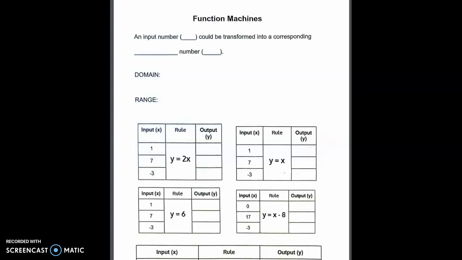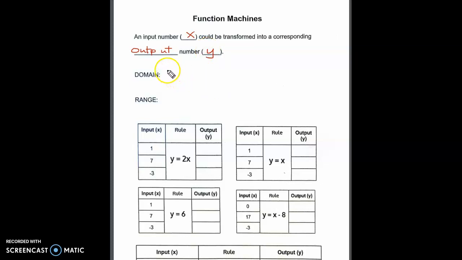So we're learning about function machines today, and we watched a video called Meat-A-Morphosis, and I'll put the link in the description box below. But you were supposed to fill out the notes as we watched the video. So if you watched the video, then we went back and paused the video to fill these out. And it says an input number X could be transformed into a corresponding output. And that number would be Y.